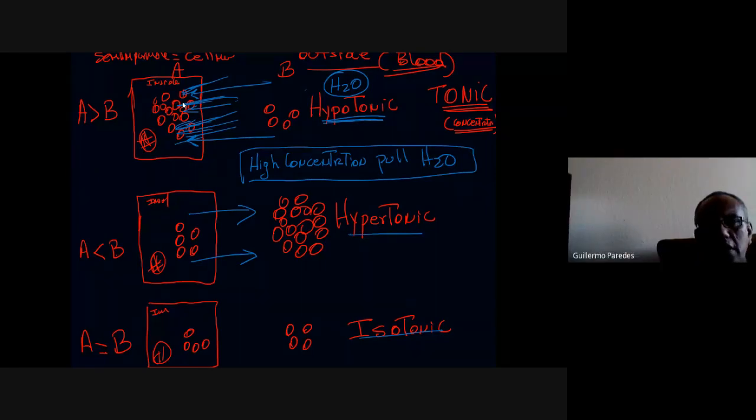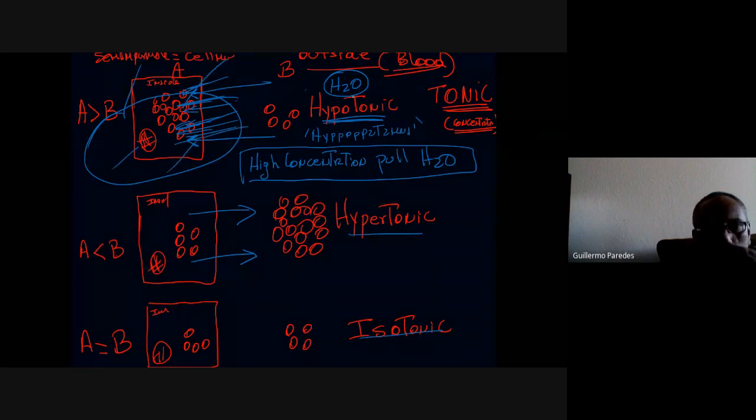Okay. So that is hypotonic. Just remember, when you have a hypotonic substance, the cell becomes like a hippopotamus. Hypotonic, hippopotamus. The cell becomes big, hippopotamus, and they blow up. Are you okay with that?